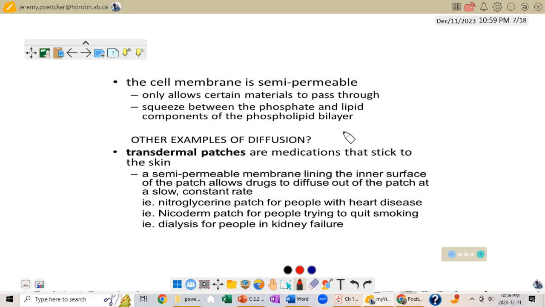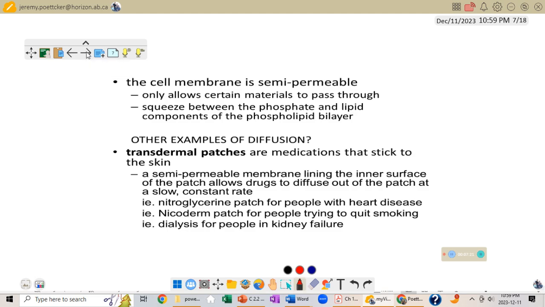Other examples of diffusion. You can get transdermal patches, and these would be medications that stick to the skin. They've got a semi-permeable membrane lining the inner surface of the patch, which allows drugs to diffuse out of the patch at a slow, constant rate. So people who have heart disease sometimes will be given a nitroglycerin patch. Somebody who's trying to quit smoking may end up getting a Nicoderm patch. Somebody who has kidney failure may end up on dialysis.